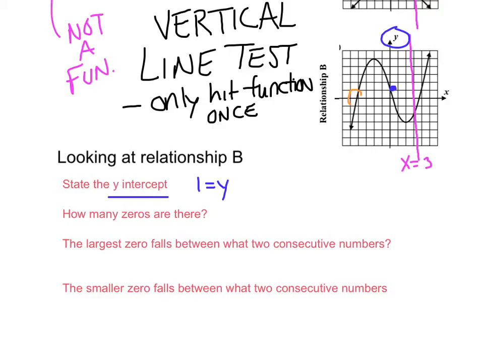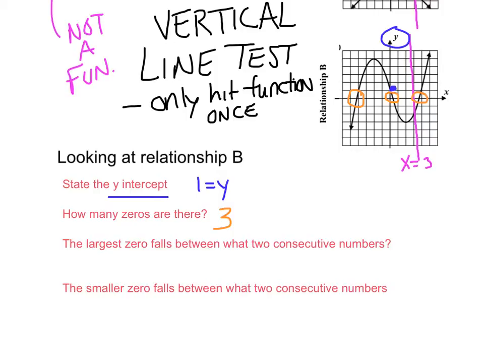I would say there's a 0 here, here, and here. A total of 3 zeros. Now notice it didn't say what they are, it just said how many. The next question says, the largest zero falls between what two consecutive numbers?